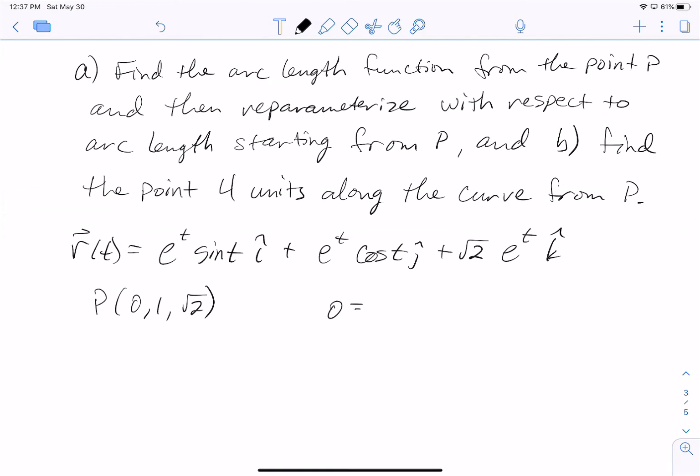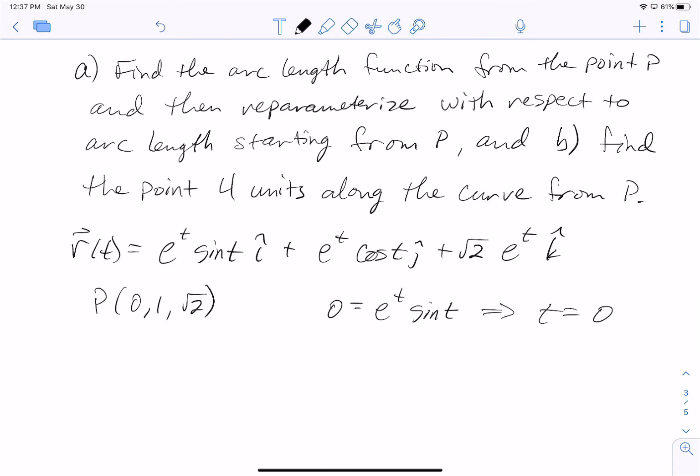Looking at x, 0 is equal to e to the t times the sine of t, and my first thought is that t could be 0 or pi, but really my first thought is t is 0. And then I'll just double check that looking at the y coordinate and the parameterization for y. 1 is equal to e to the t times the cosine of t. t equals 0 works for that equation as well. And finally, if t is 0, then square root of 2 e to the t is square root of 2. So we get that the point P is associated with the parameter value t equals 0.